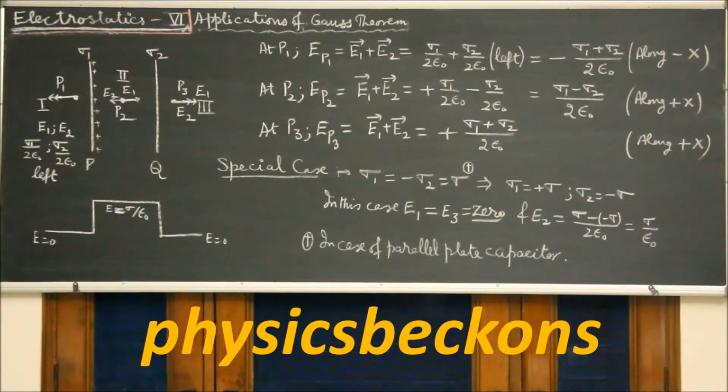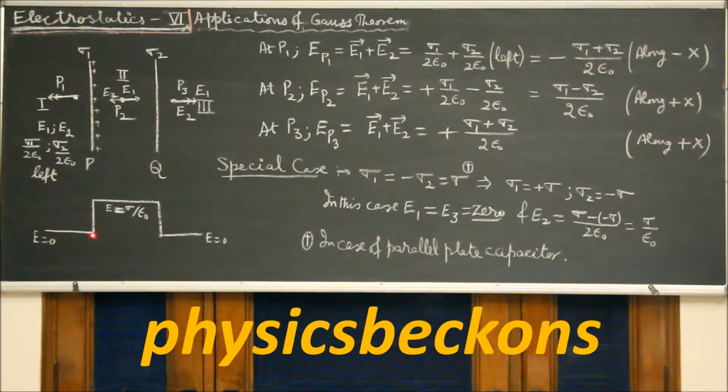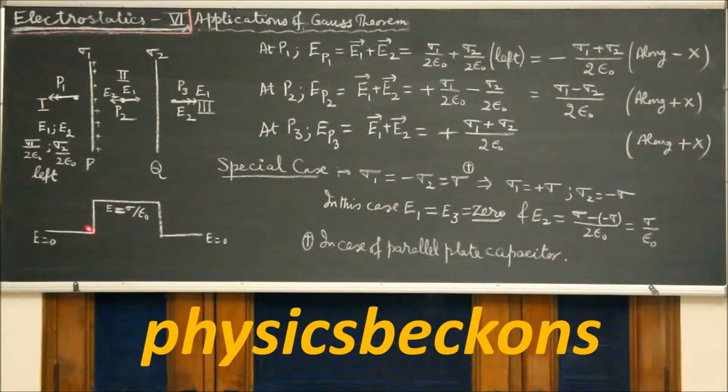The magnitude of the field in this special case can be represented by this diagram pictorially. Here to the left of the plates, field will be 0, between the plates it will be constant, and to the right of the plates again it will be 0.